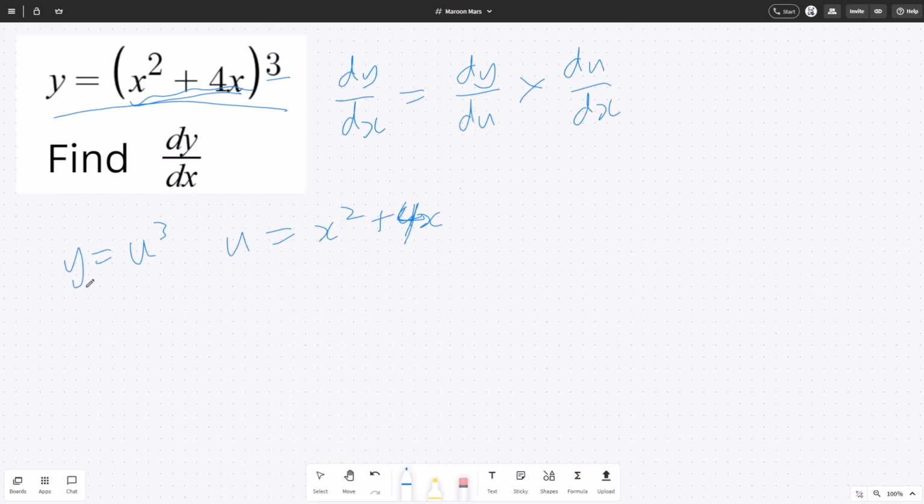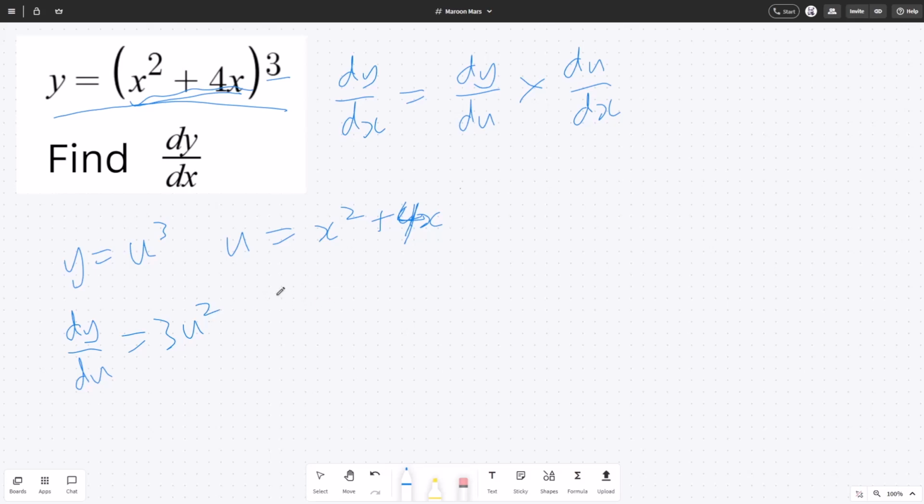Now we have y is equal to u cubed, so we can actually find dy over du here. For the derivative of this, we just bring the exponent down to the front, which becomes 3u, and then subtract 1 from the exponent, which becomes u squared. So dy over du is equal to 3 times u squared.